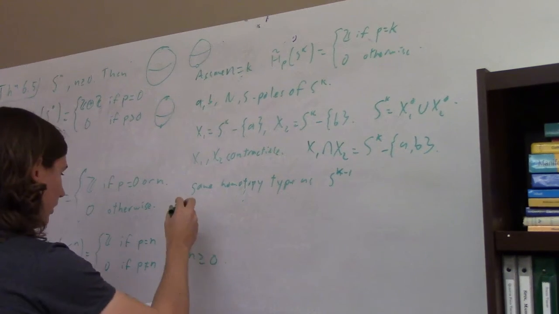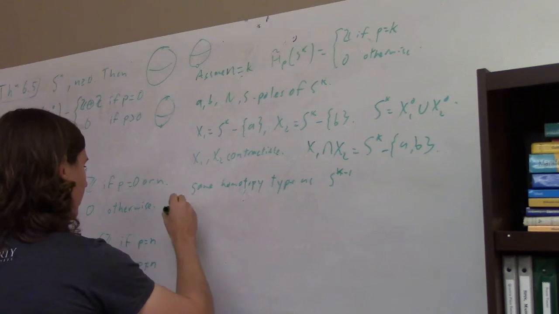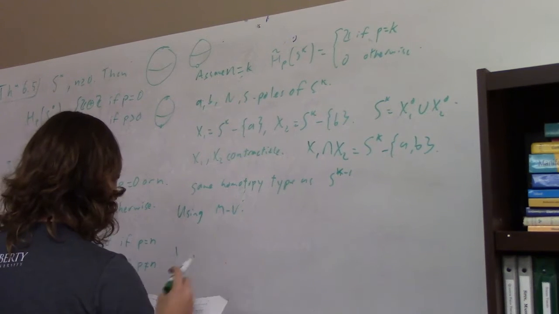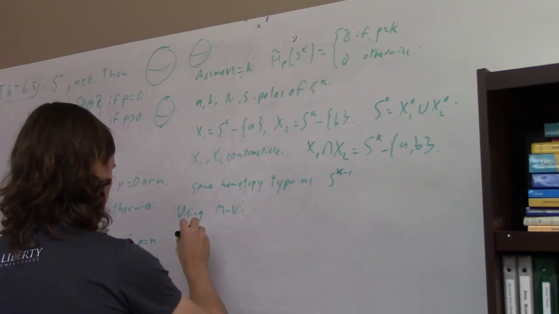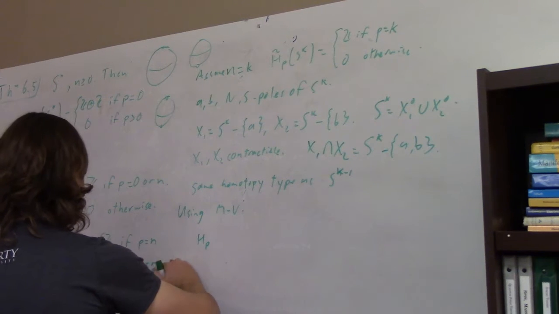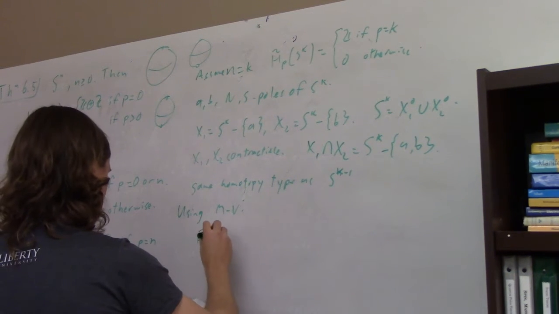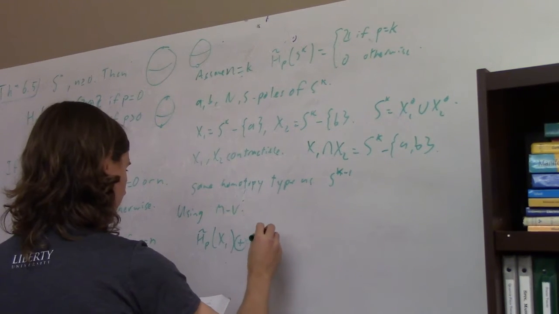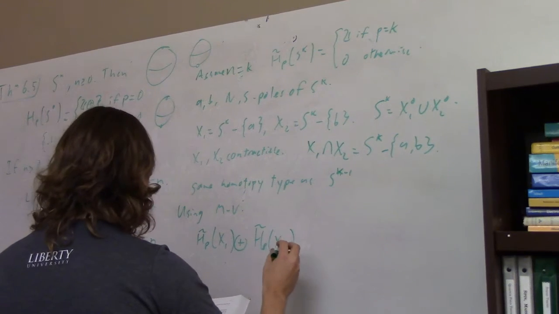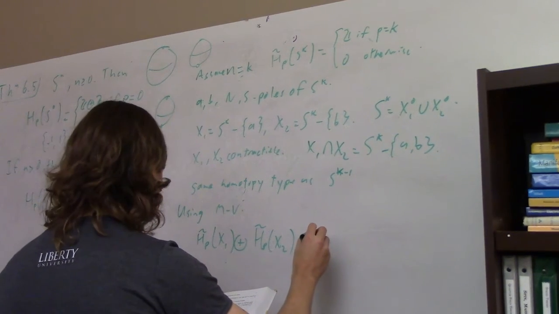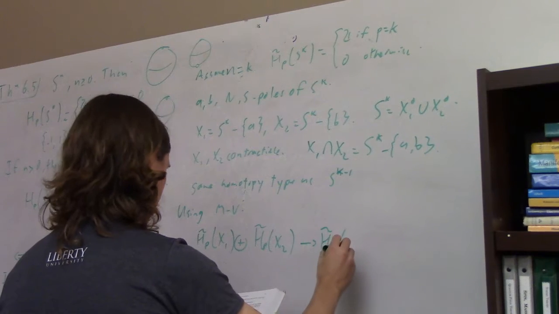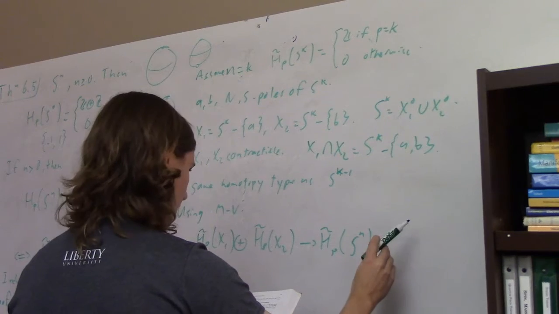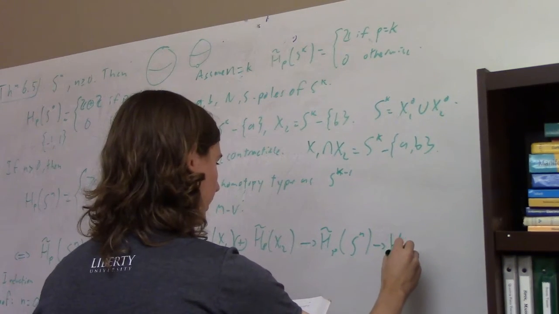Alright, so using Mayer-Vietoris, we have an exact sequence. H_p tilde of X1, X2, H_p tilde of X, H_p tilde of Sn, H_p minus 1 tilde.